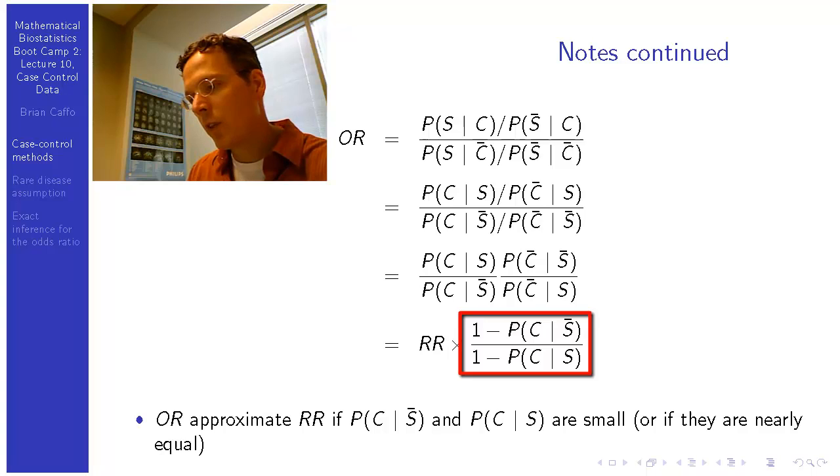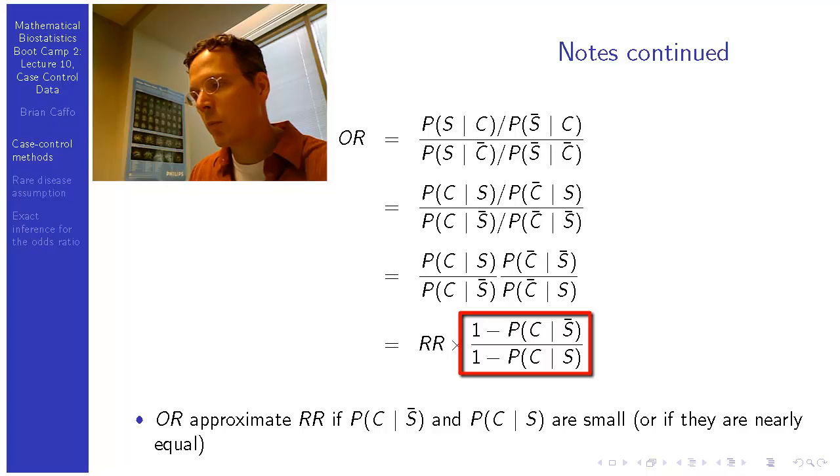Often this is the case if these two numbers, 1 minus this number and 1 minus that number, are similar enough, if in fact the case is very rare. In other words, regardless of whether or not you smoke, the probability that you get this disease, let's say lung cancer, is quite small. If that's the case, this so-called rare disease assumption, if that's true, then this ratio will be about 1, and then the odds ratio will approximate the relative risk.